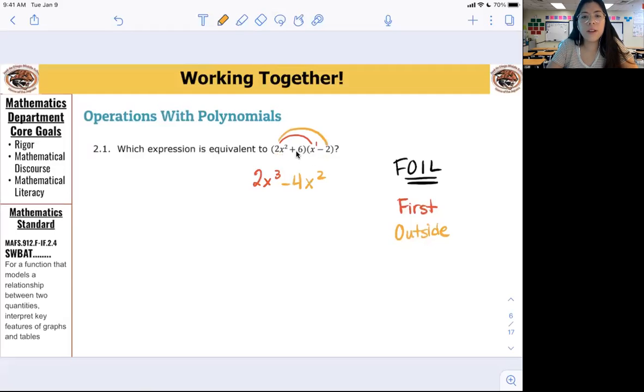-4x squared. Then what is I? Inside. Good. Which ones are my inside terms? 6 and x. Good. Like the sandwich, it's your peanut butter and your jelly. So what's 6 times x? 6x.